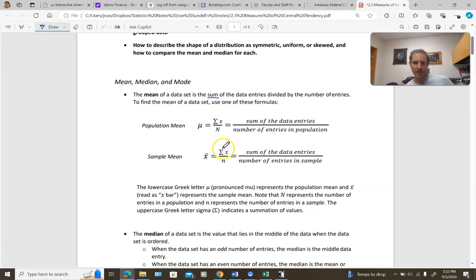And then this symbol right here, this is what we call sigma. This is in the notes as well. It indicates a summation. So when you see something like this, the sum of x, that means you're adding up all the x values, and the x values are your actual data points or your data values. So this is a mathematical way of saying that you're going to sum all the data entries and divide by the number of data entries in the population or in the sample. So that's what the mean is. We'll look at an example here in a minute.